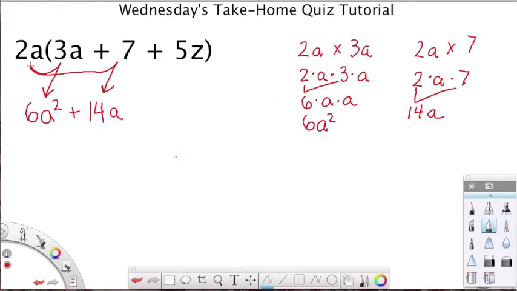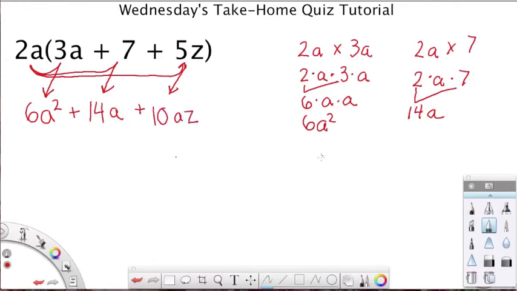We have one more term to work on. We've got this one over here. 2a times 5z. Now this is interesting. Oh, and don't forget to bring down this plus sign, or operator. We have 2a times 5z. Okay, what do you think that's going to be? It's going to be 10az.